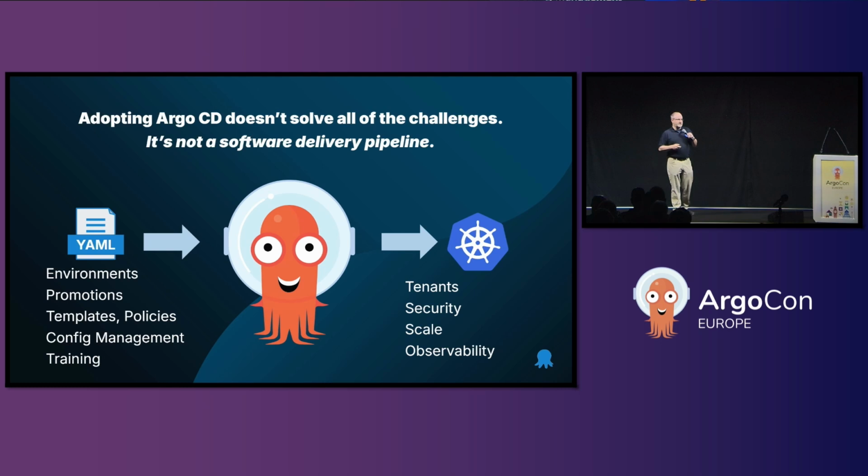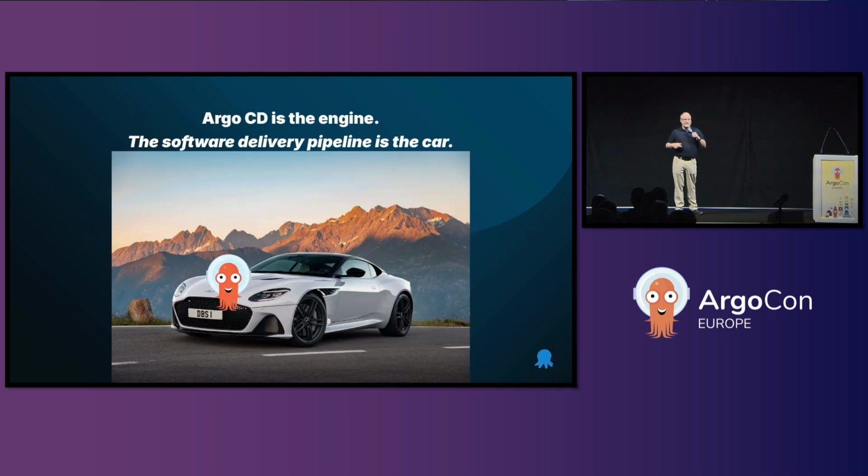And the best analogy that I can think of is that Argo CD is the engine to a really powerful car, and the car being the software delivery pipeline. And you absolutely need both of them. You can't just have an engine without a car, and you can't have a car without an engine.